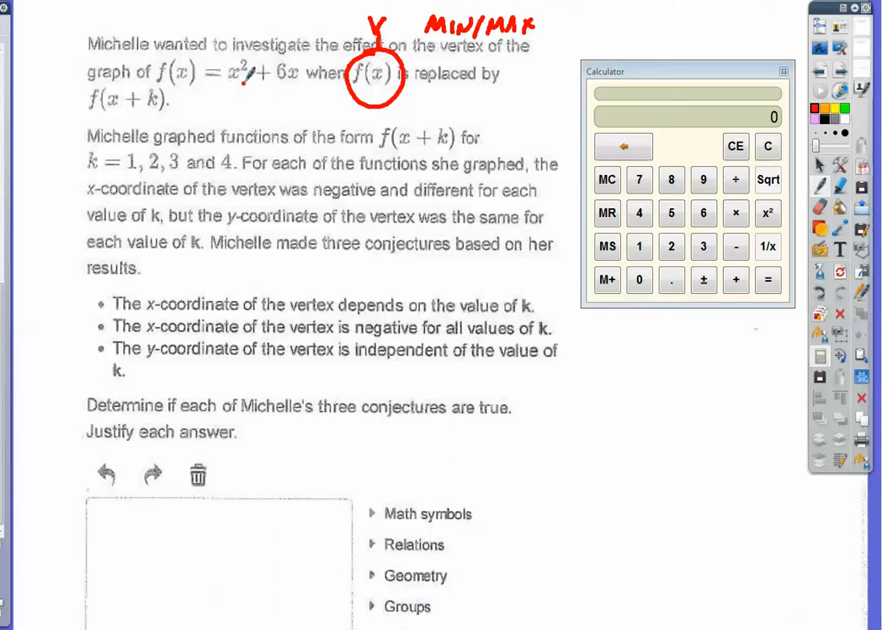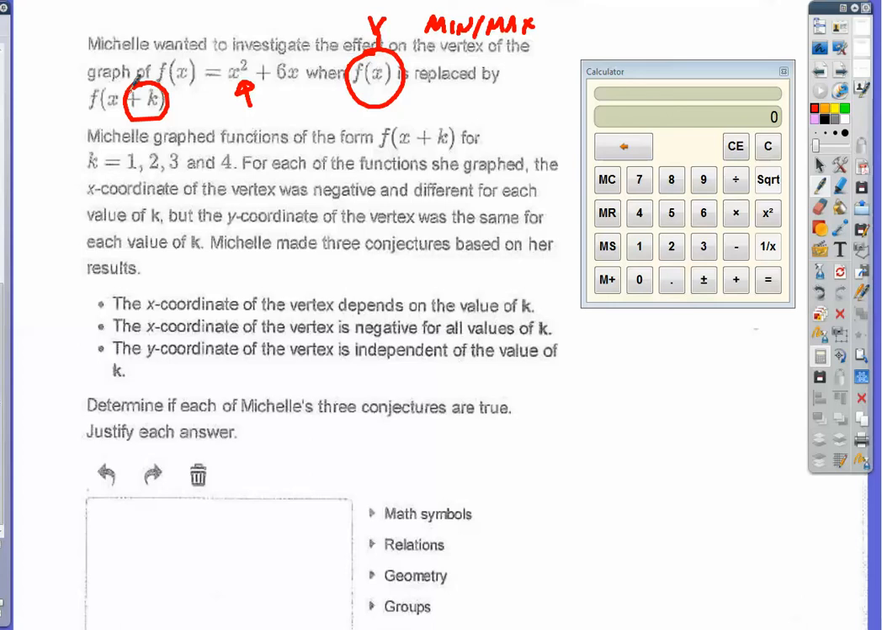Now, because of the squared, we know that we are dealing with a quadratic relationship, and it is going to be a parabola, which makes sense because we have a vertex, which is a minimum or maximum point. And so we want to find out what happens when f of x is replaced by f of x plus k. Now, this plus k does something interesting with the graph. It is going to create a translation, which means the graph is going to slide either horizontally or vertically. We'll explain in a little bit what that means.